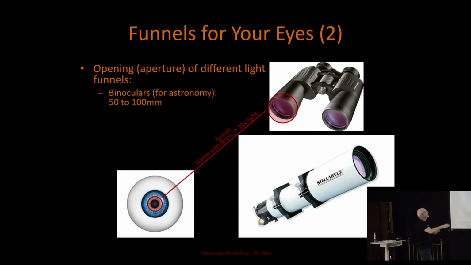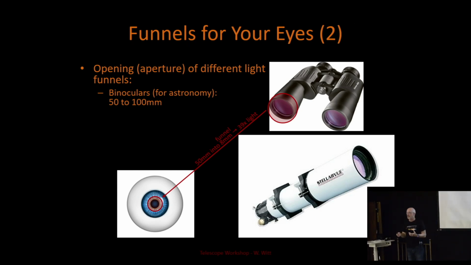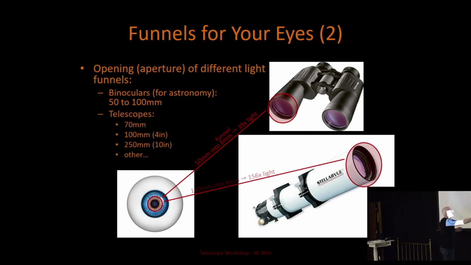And so in this case, with this arrangement, we get to collect about 39 times as much light from that larger aperture opening of the binoculars. This telescope here is a 100 millimeter or 4-inch aperture. And so with that, we're collecting about 156 times as much light. It's a lot, right? So again, it's as if our pupil had gotten from this size to about this big.